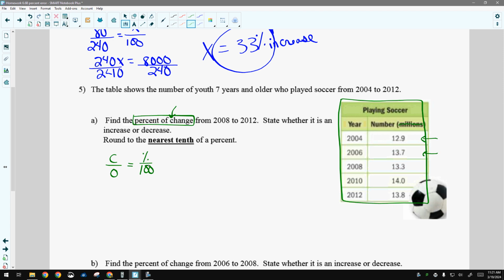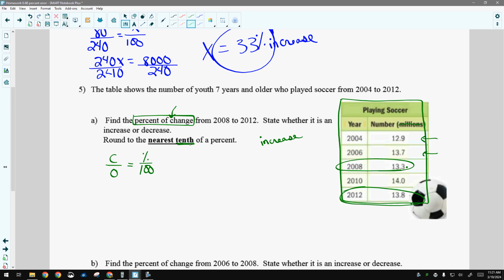I'm looking for the change from 2008 to 2012, so I'm looking here and here. I like to mark up my problem so I can see specifically. First, is it an increase or a decrease? 13.3 to 13.8. This is going to be an increase. So I like to write that because I forget that part at the end. And we're going to round, be careful, we're going to round to the nearest tenth this time. Usually we're rounding to the whole, but this time the tenth.